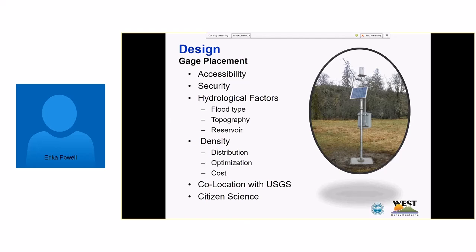What kind of flooding are you dealing with? Is it a big riverine flood that slowly develops over days or weeks, or is it a flash flood event or an urban environment? What's your topography like?